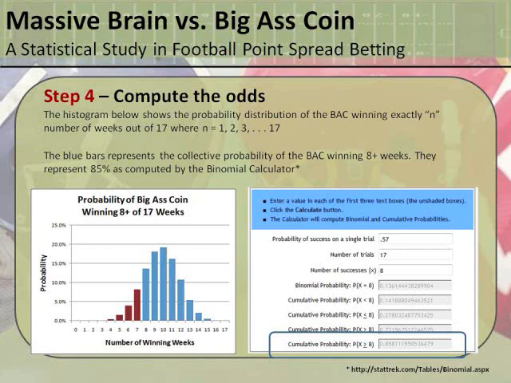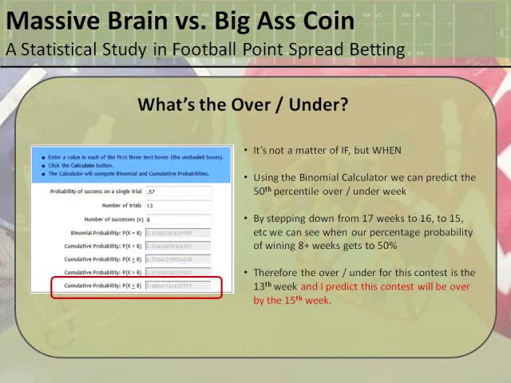And if we look at it that way, then maybe a more interesting bet is the over-under for when I'll win. Again, using the binomial calculator, we can determine the over-under by lowering the number of weeks until my probability reaches 50%. And we can see from this slide that that point occurs at 13 weeks, which means that 13 weeks is the over-under for this contest. Which is why I can confidently state that I think this contest will be over in favor of the big ass coin by the 15th week.